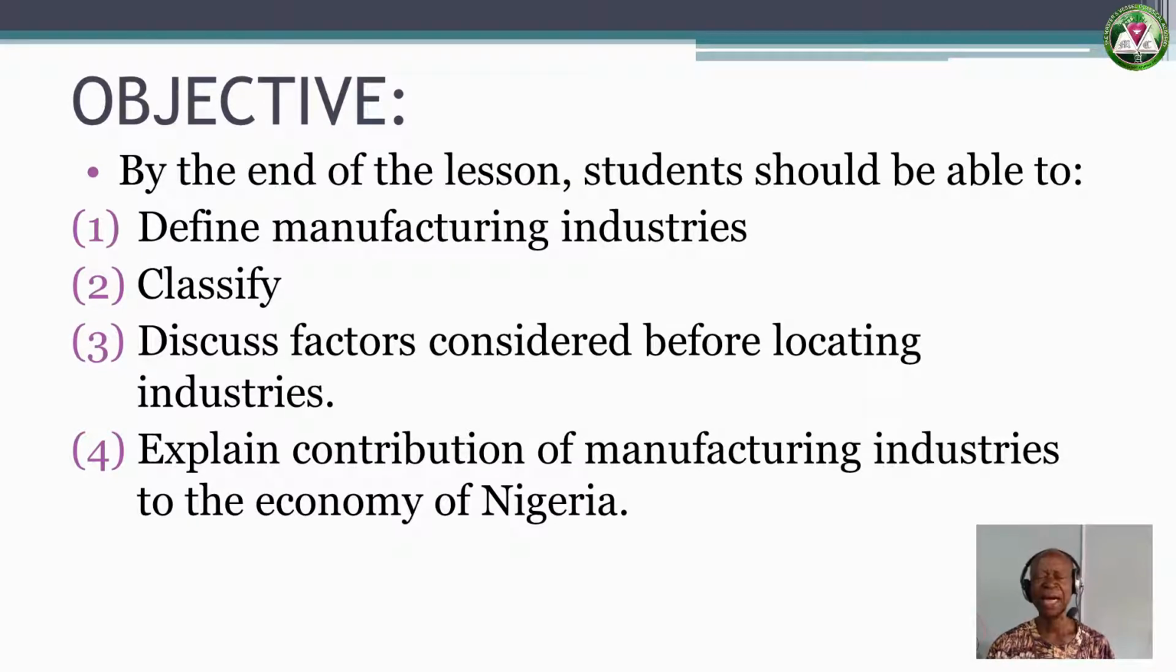we want to see what we can achieve before the end of this lesson. Our objectives are: by the end of this lesson, you should be able to, 1, define manufacturing industries in Nigeria; 2, classify manufacturing industries; 3, discuss factors considered before locating industries; and 4, explain the contribution of manufacturing industries to the economy of Nigeria.